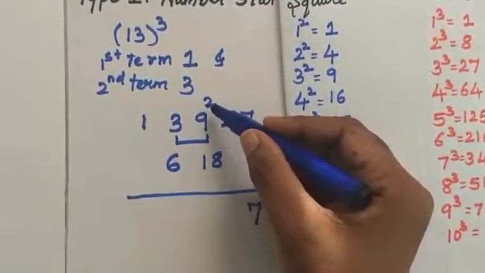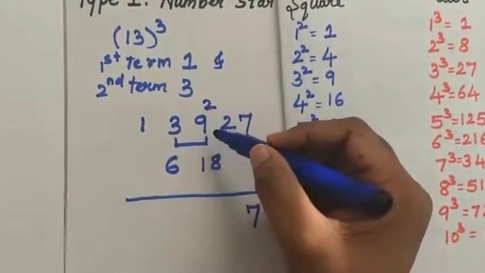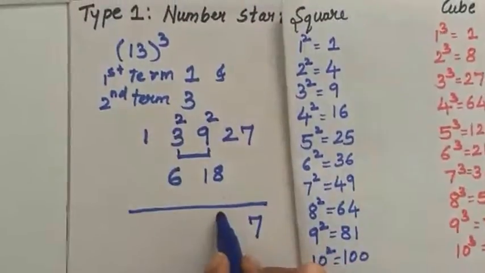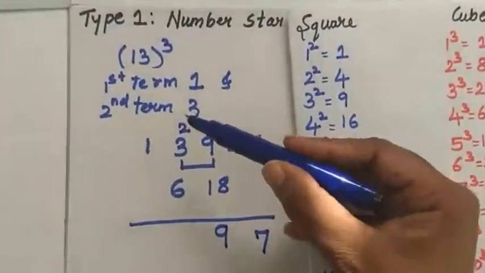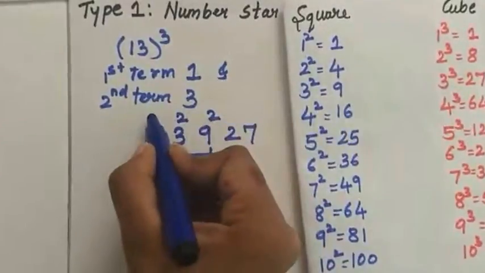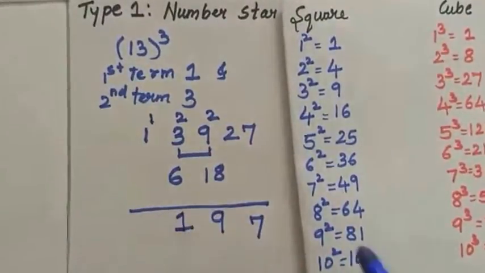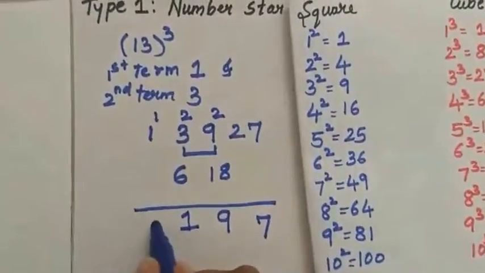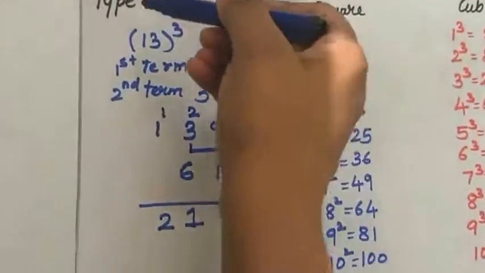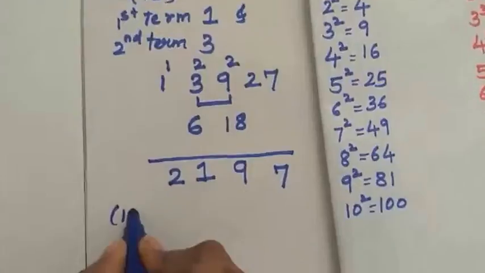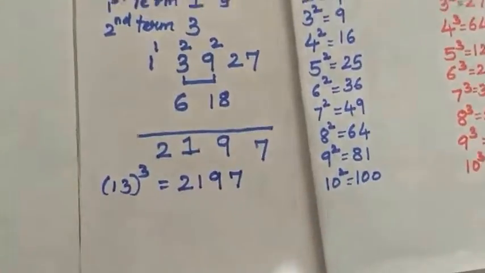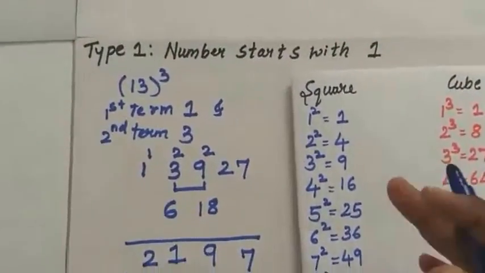So now we are going to add this. 2 plus 9 plus 18 is 29. Again I'll carry 2 to the next number. Then again I add: 2 plus 3 plus 6 is 11. Again I'll carry 1 to the next number. Now 1 plus 1 is 2. So here is the answer. Within 2 steps we get the cube of the given number. That is, 13 cube is equal to 2197.